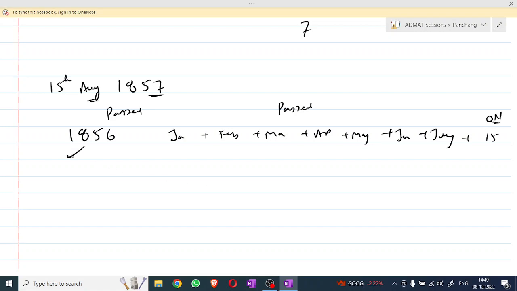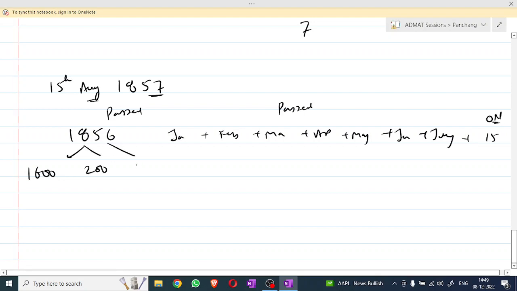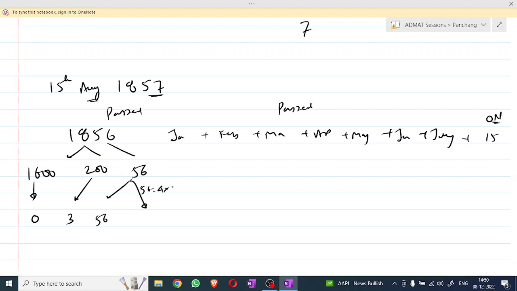Now, how can I break it down further? What is the multiple of 400? 1600. What is the multiple of 100? 200. How many years do I have? 56 years I have. I will further break it down. There is no shift. Every 400, there is no shift. For every 200, there is a shift of 3. Every 56, there is a shift of 56. And how many leaves have gone by? 56 itself is 4 into 14. So 14 leaves have gone by.